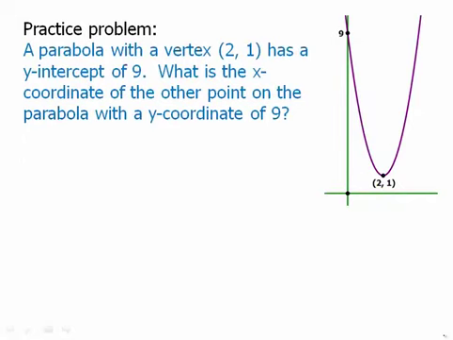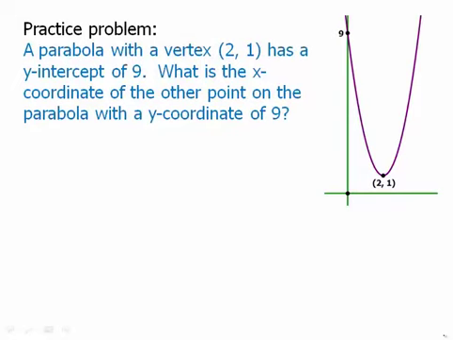Here's a practice problem. Pause the video and then we'll talk about this. Okay, so we're told the vertex, so that automatically means that we know the line of symmetry. So the line of symmetry would be the line x equals 2. It would go right up the middle of this parabola.